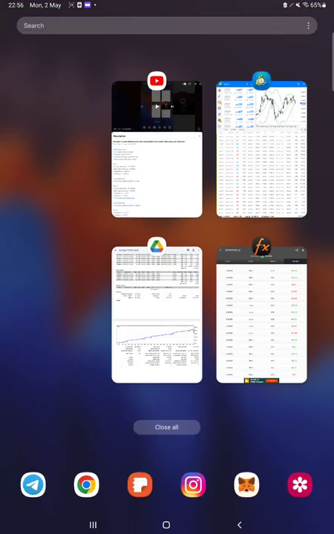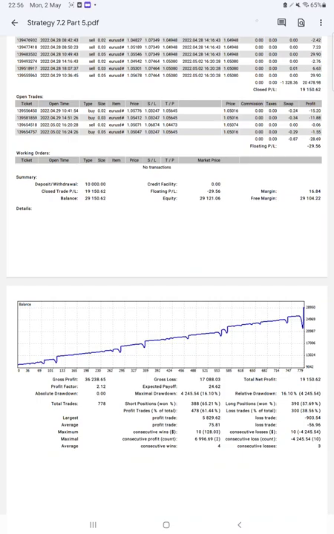$19,150. Here is the current balance, which is $29,150. We can see the trading account statistics from the statement. Here is a graph, and it is constantly growing.